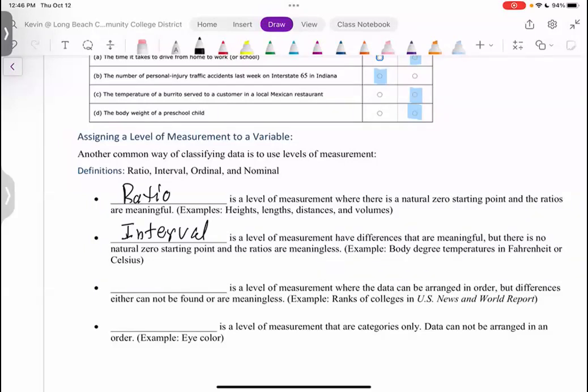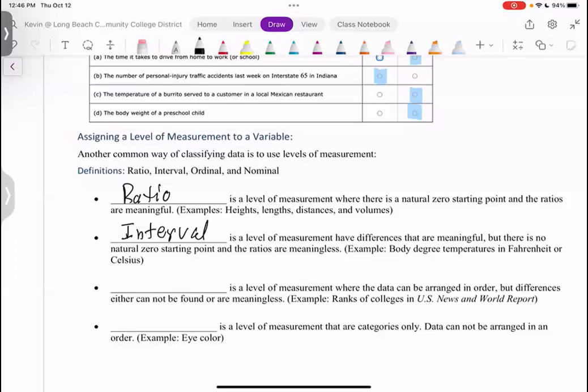So an example of ratio would be my height. If I'm 5'8", we could find someone that is exactly half my height, right? So that's a meaningful ratio. And there's a natural starting point, and that starting point is 0, when I'm not there at all.